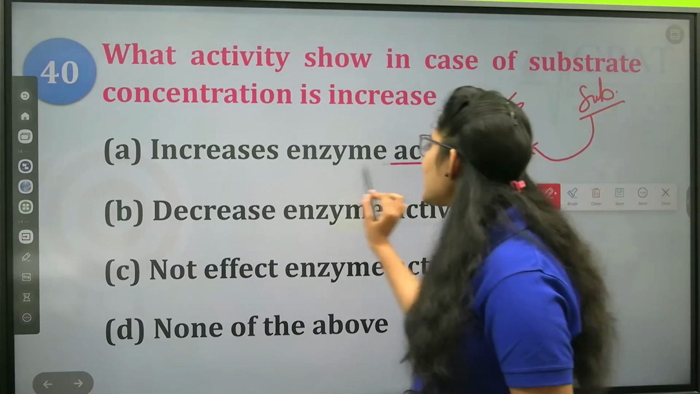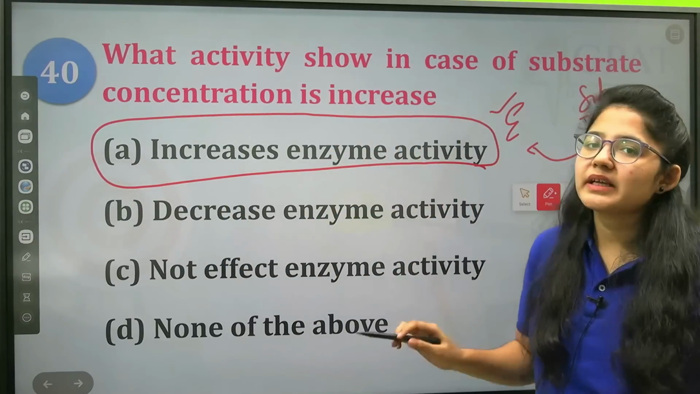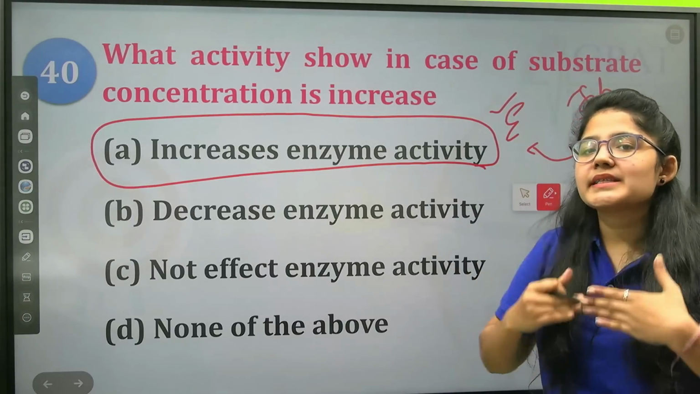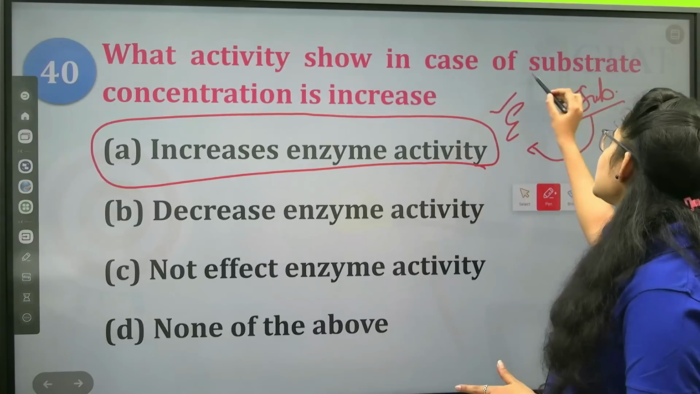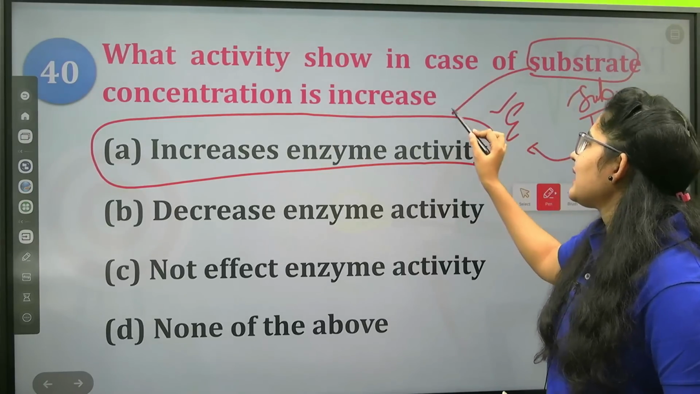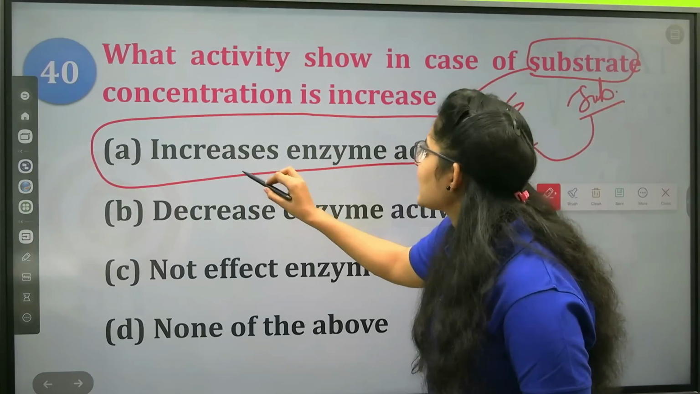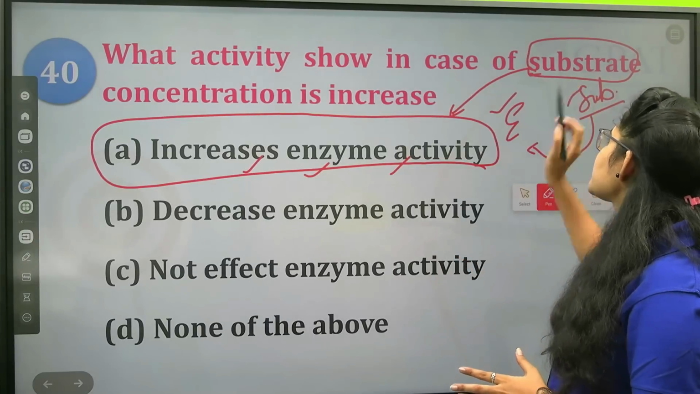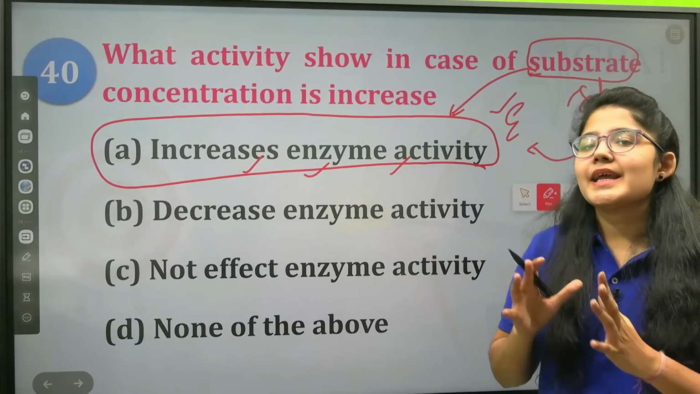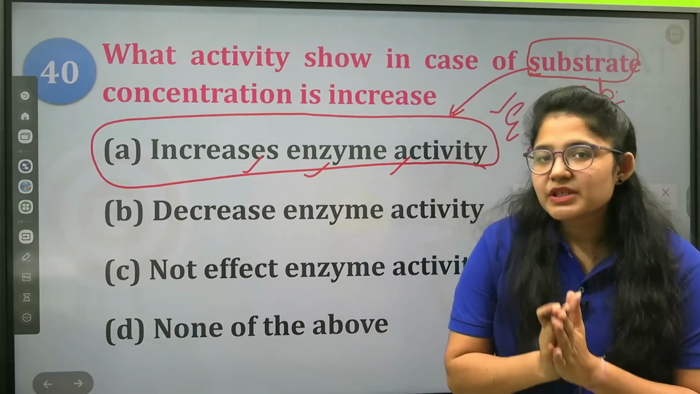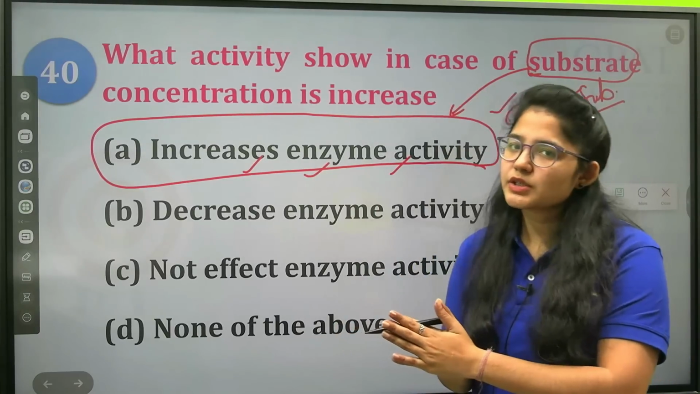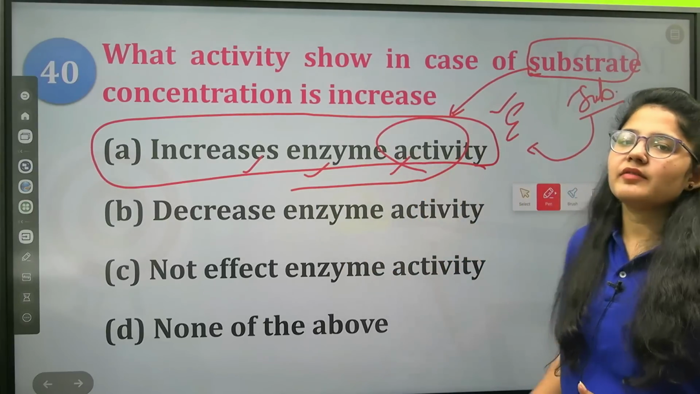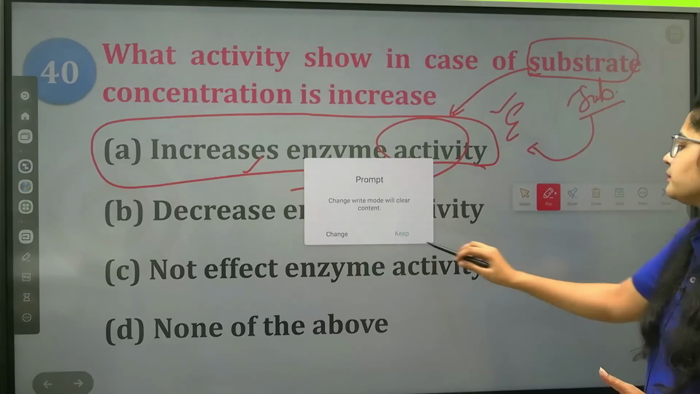So enzyme activity increases if we have a higher concentration of substrate, that means more and more enzymes are utilized. So the concentration of the substrate is directly proportional to the increase in enzyme activity. I hope you are clear that if the substrate is in a good amount, the enzyme will form the substrate enzyme complex. So if the concentration of substrate is high, enzyme activity will increase automatically. Clear? Okay.